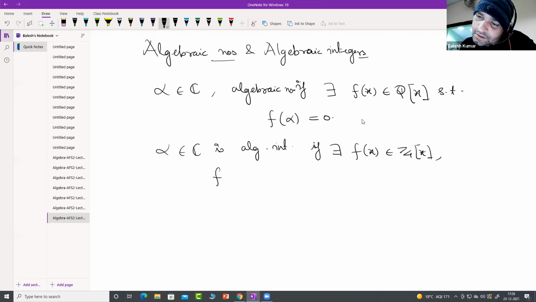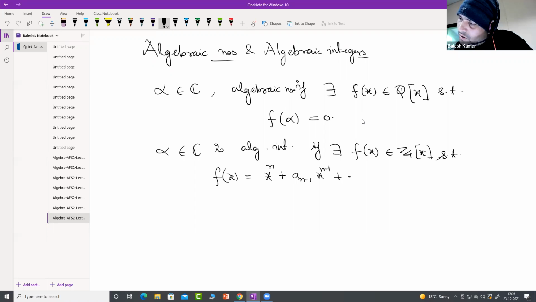Let's say if there exists a polynomial f(x) belongs to Z[x] such that f(x) is monic, that means x to the power n plus a_{n-1} x to the power n-1 and so on, so forth, a_0, with f(alpha) equal to 0. So these are the two definitions that you have studied.